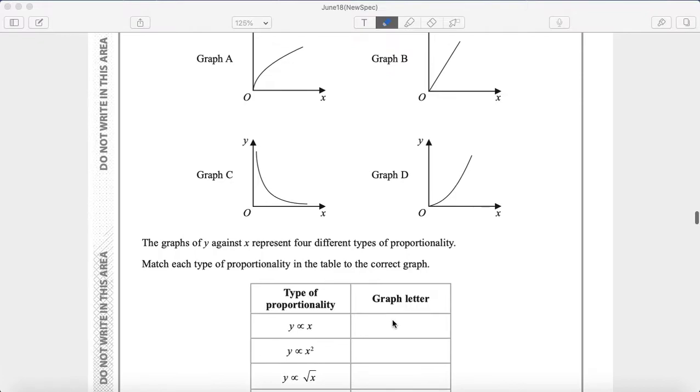So the first one, y is directly proportional to x. There's no power other than 1, obviously, which is never shown. So x to the power 1, constant proportionality, so there will be no curve, and it's directly proportional, so it will be going left to right in an upwards type way. So that would be graph B.